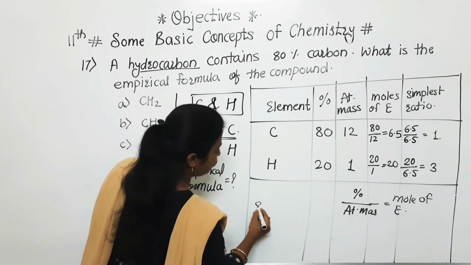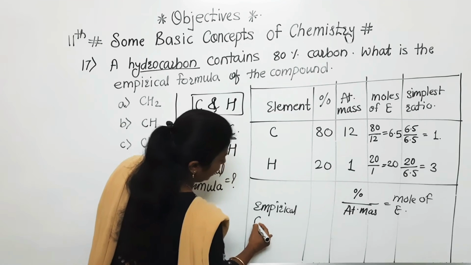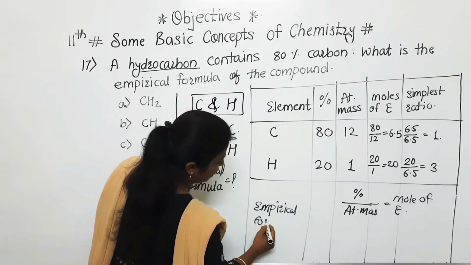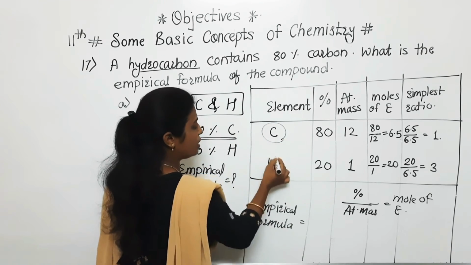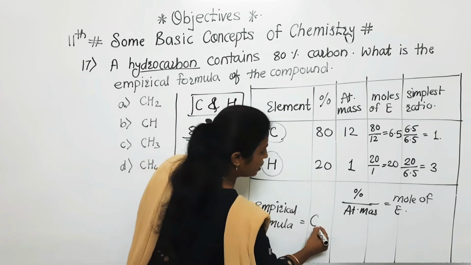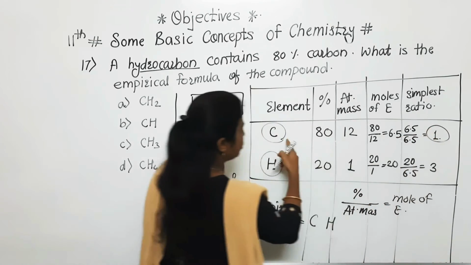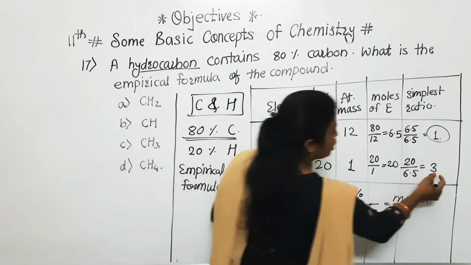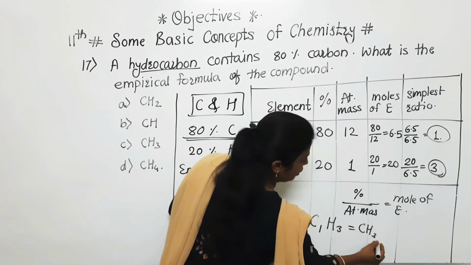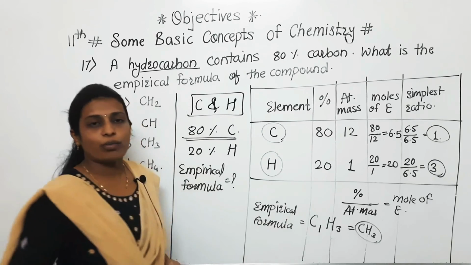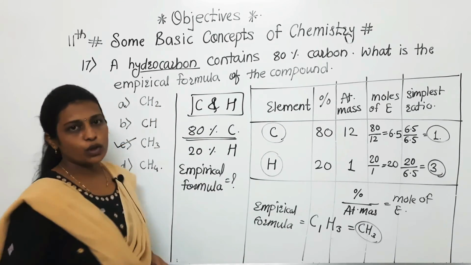So in that way, when we are writing the empirical formula, we have to consider which elements are there. One is the carbon, second one is the hydrogen. So I have written C and H. After calculation, what is the simplest ratio for the carbon? That is the 1. What is for the hydrogen? That is the 3. Means in this way, empirical formula is CH3. Now see which one is the correct one? That is the option C.